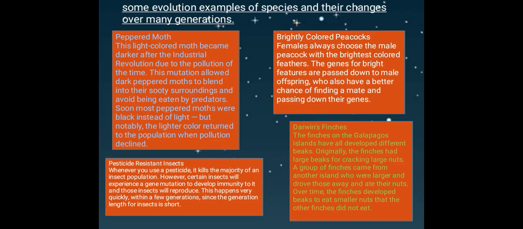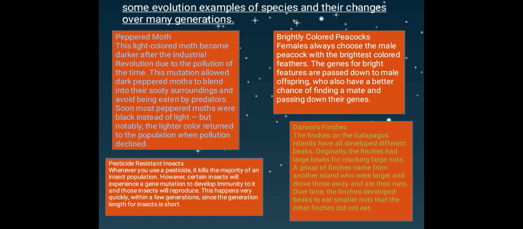Some evolution examples of species and their changes over many generations. Peppered moth. The light-colored moth became darker after the Industrial Revolution due to the pollution of the time. The mutation allowed dark peppered moths to blend into their sooty surroundings and avoid being eaten by predators. Soon after, peppered moths were black instead of light, but notably the lighter color returned to the population when pollution declined.